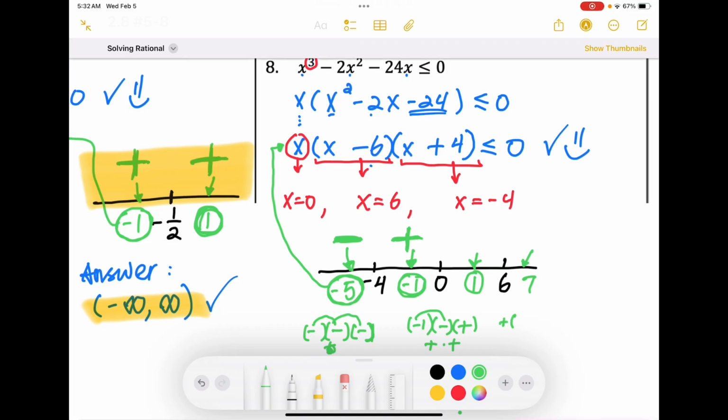All right, when I check 1, 1 is positive, times 1 minus 6 is negative, and 1 plus 4 is positive. Oh, 1 plus 4 is 5, positive. So positive and negative is negative. Negative times positive will be a negative. So right here, it's a negative. All right, when I plug in 7 to check it, 7 is positive, times 7 minus 6 is also positive, and 7 plus 4 is positive. So my final outcome is positive.